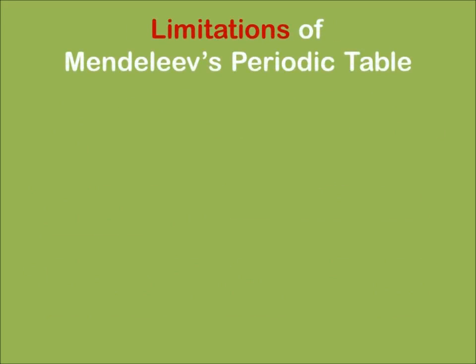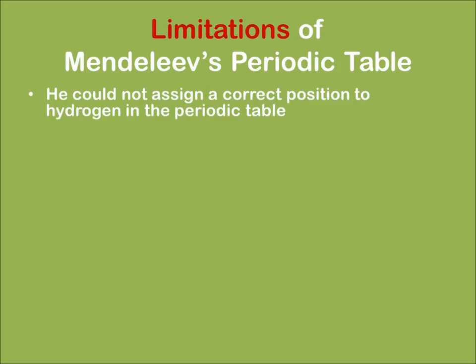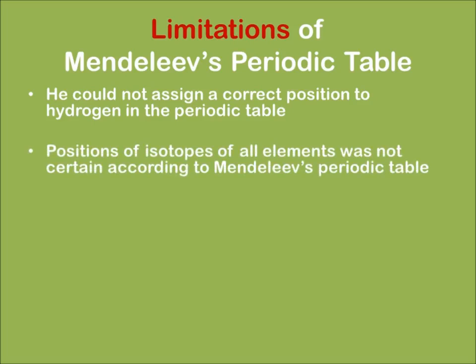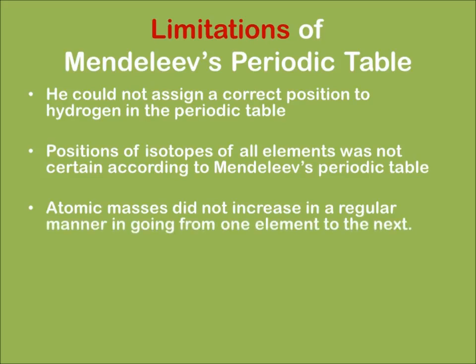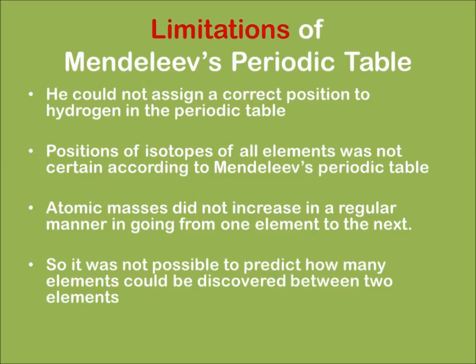Now let us know about the limitations of Mendeleev's periodic table. He could not assign a correct position to hydrogen in the periodic table. Positions of isotopes of all elements were not certain according to Mendeleev's periodic table. Atomic mass did not increase in a regular manner in going from one element to the next. So it wasn't possible to predict how many elements could be discovered between two elements. These were the main drawbacks of this model of classification.